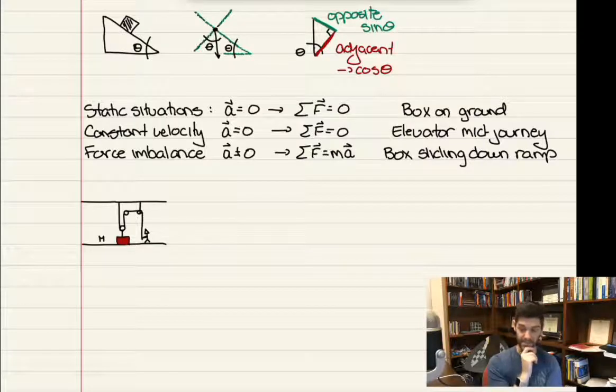I guess, unless, say, maybe there's friction on the ramp. Maybe then the box slides down at a constant velocity. That's a good exam question. What amount of kinetic friction is necessary to keep a box sliding down at a given incline?